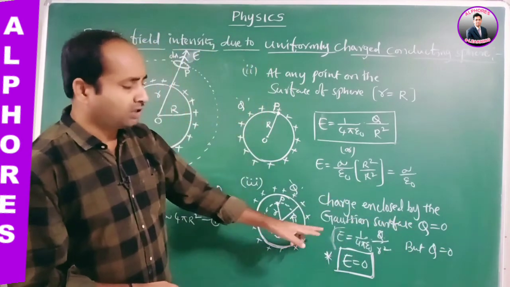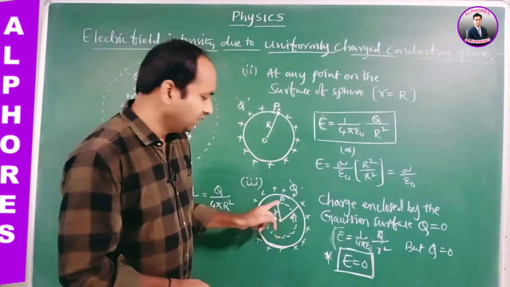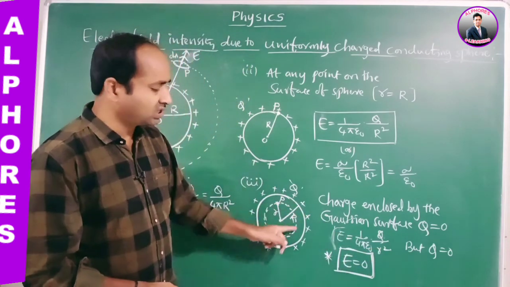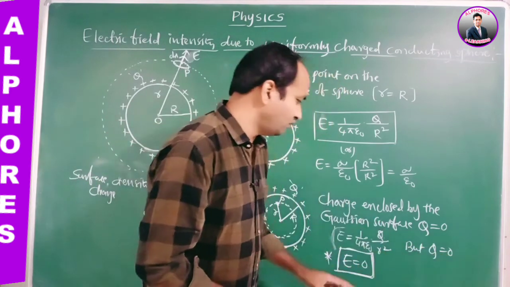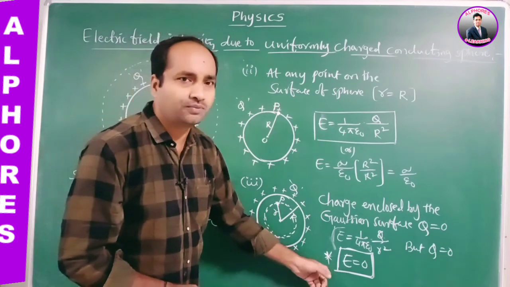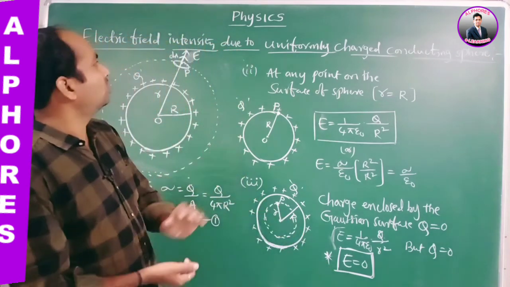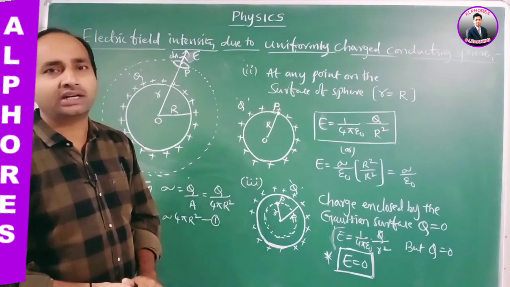But what is the formula? Generally 1 by 4 pi epsilon naught capital Q by small r square. But Q is the charge enclosed by the surface. Here Q is equal to 0. When Q is equal to 0, the electric field is also 0. So this is about the intensity of electric field due to a uniformly charged conducting sphere.